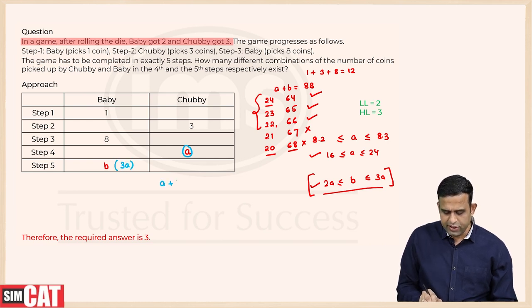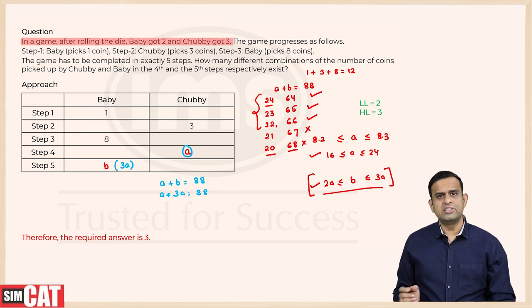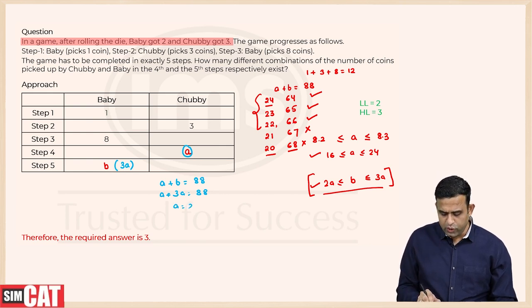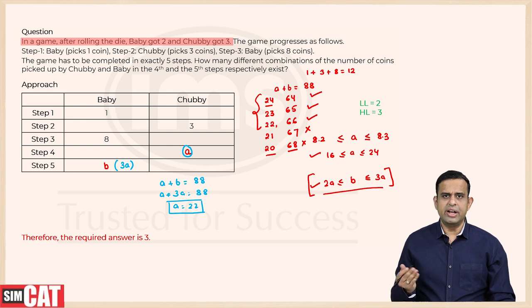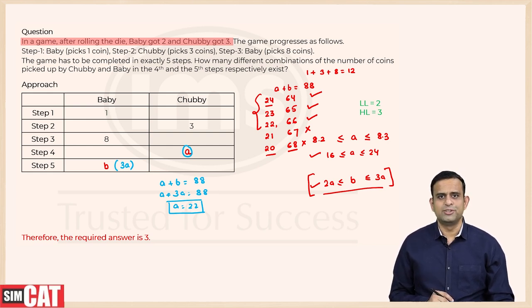So one can say, since I want a plus b to be equal to 88, then this will become a plus 3a equals 88, giving you 4a as 88, or the value of a to be equal to 22. And if 22 will work, we will see that 23, 24 is also going to work, and hence we are going to get only 3 possible cases over here.